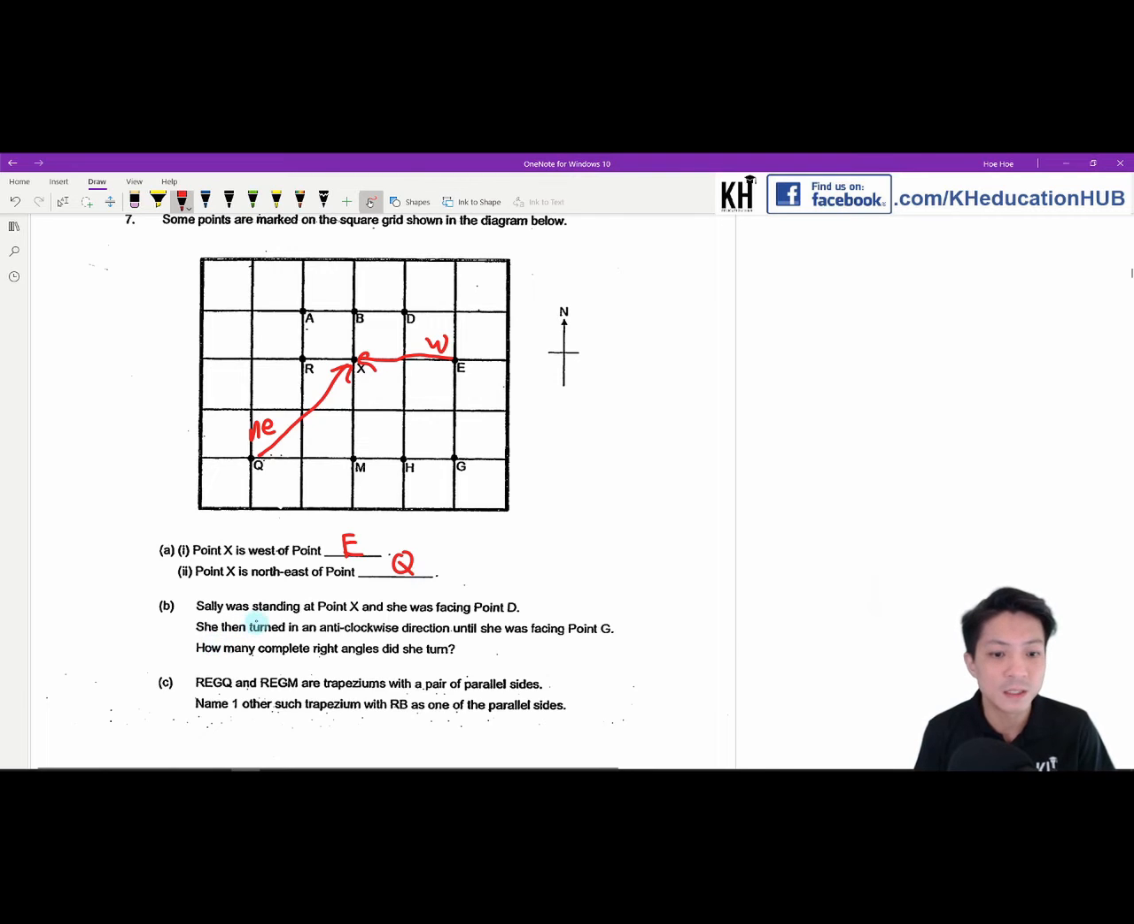Part B, Sally was standing at point X and she was facing point D. I'm going to use a green color for this. Then she turned in anti-clockwise direction until she was facing point G, which is here. So she turned in this direction. How many complete right angles did she turn? This is one right angle, this is 2, and this is 3. So she turned through 3 complete right angles.